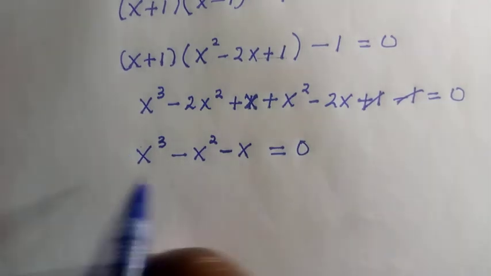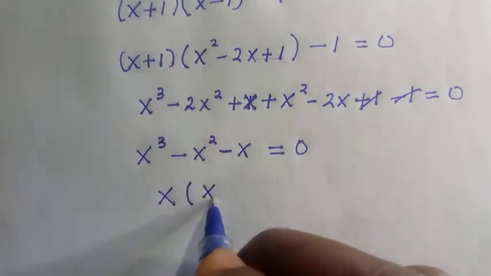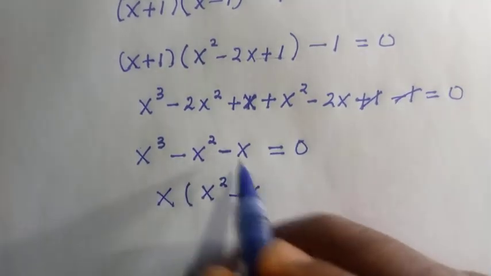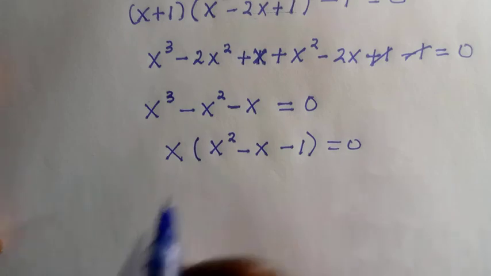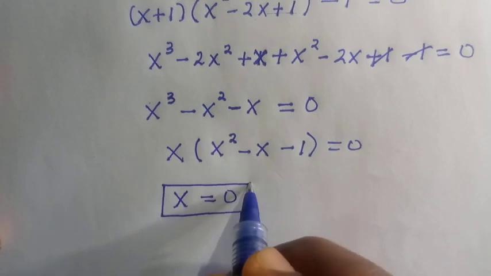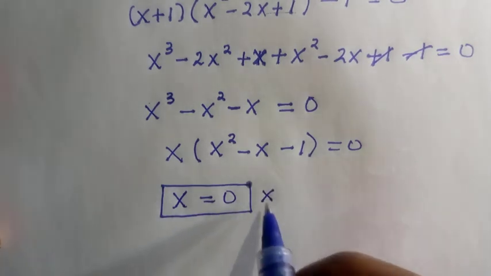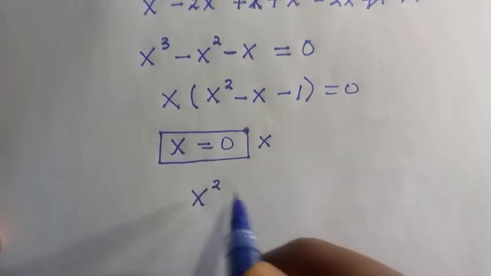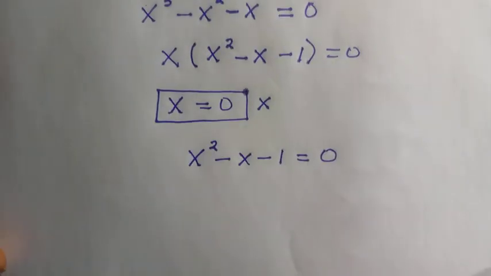Having this result, we are going to factor out x. By factoring out x, we divide this one by x, then we get x squared minus x minus 1, everything equals 0. And also, for the second time, we are going to let x equals 0, which is another solution. But when we check this one, it will not satisfy the equation, so it is rejected. Then we proceed with solving this quadratic equation, which is x squared minus x minus 1 equals 0.